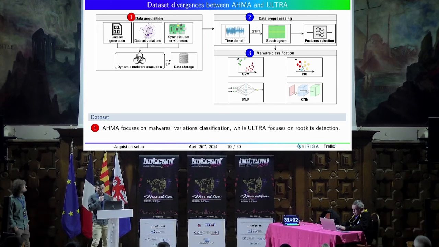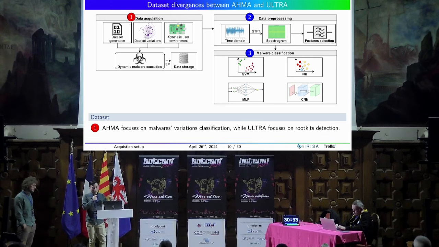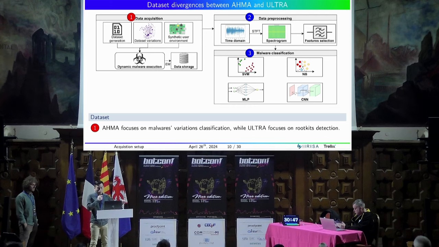However, our research consists of two projects. One is the AMA. The AMA is for malware classification. So all kinds of embedded IoT malware we take into the dataset and we try to classify it. The second project we call Ultra, mostly focused on rootkit detection. For Ultra, we only take the dataset of multiple rootkits and we do the detection on those rootkits.